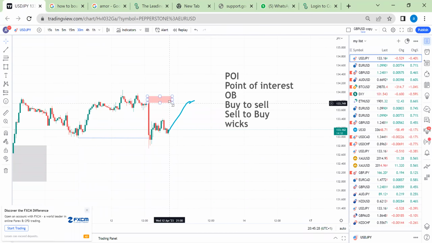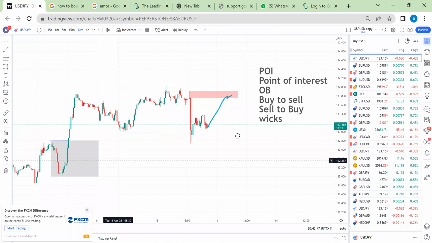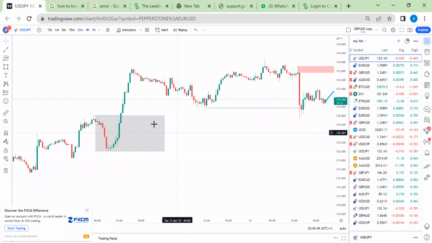Now that wick is also a zone where you can short from, okay? Instead of taking the whole candle as the order block, you can just take the wick. It's also a buy to sell wick, and it can also be your supply. Okay, that's one.